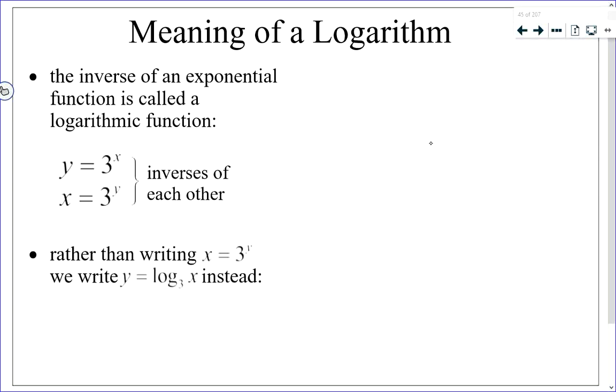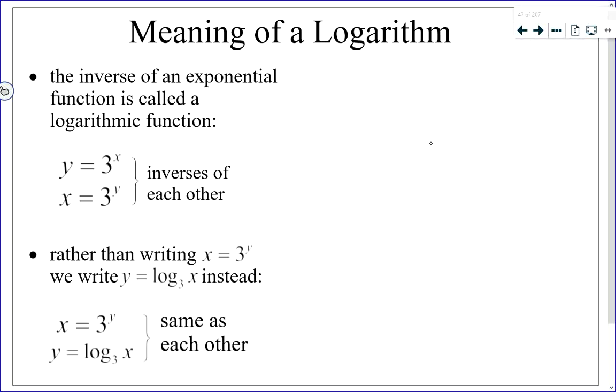We like to write inverses in terms of y. We want to write y equals. When you look at x equals 3 to the y, how do I write it as y? It turns out there's a new invention in the math field. It's not new currently, but when people studied math, they said we have to invent a new notation. The notation that we use is that x equals 3 to the y is the same as y equals log base 3 of x.